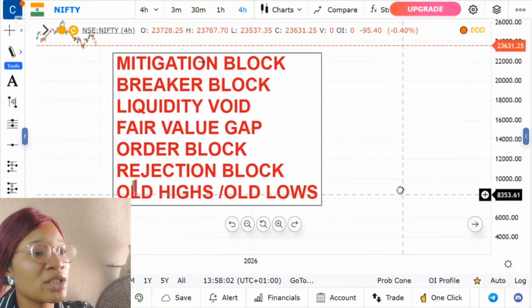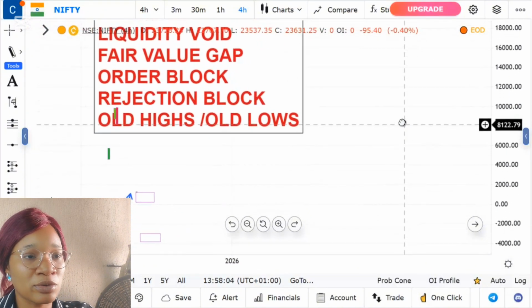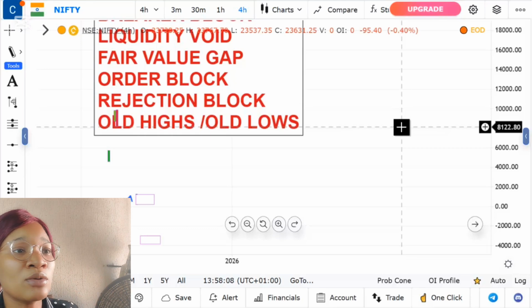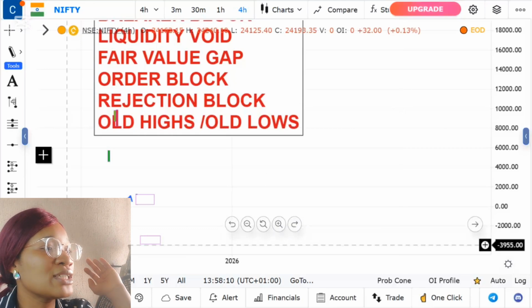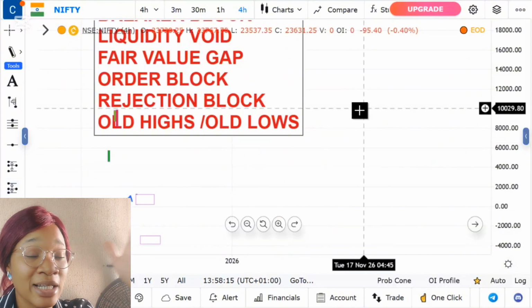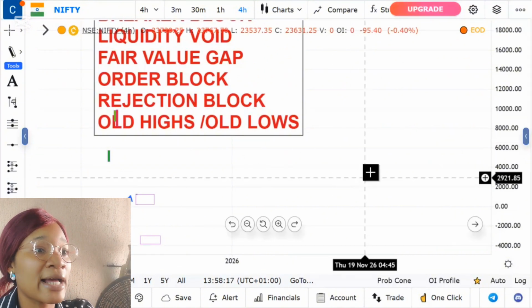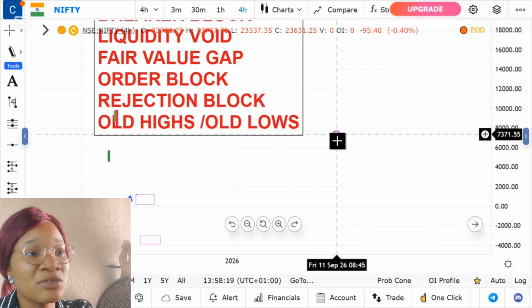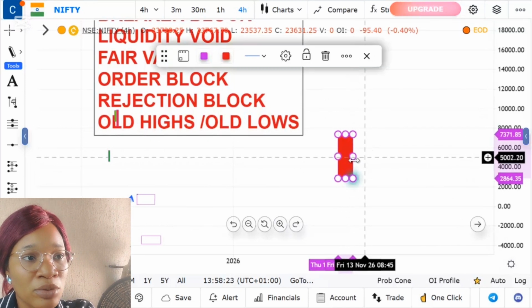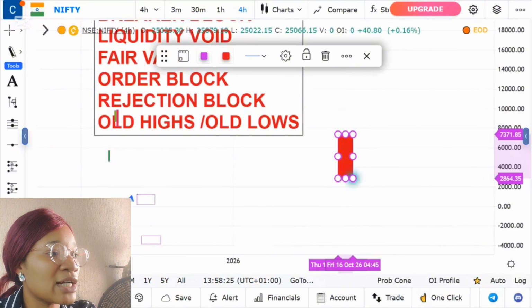The rejection block is usually a 3-candle formation, right? Some people also call it an unmitigated wick. It's a 3-candle formation, just like the fair value gap, but it is also rare to see, just like the breaker block. So it is usually a 3-candle formation.